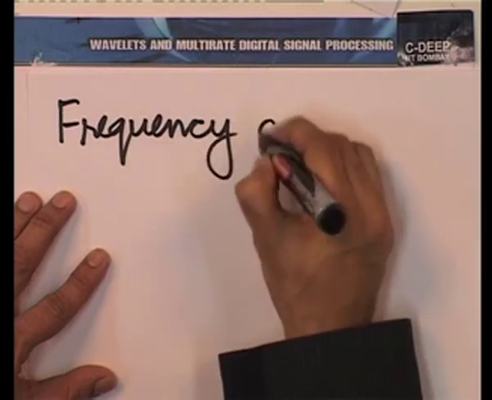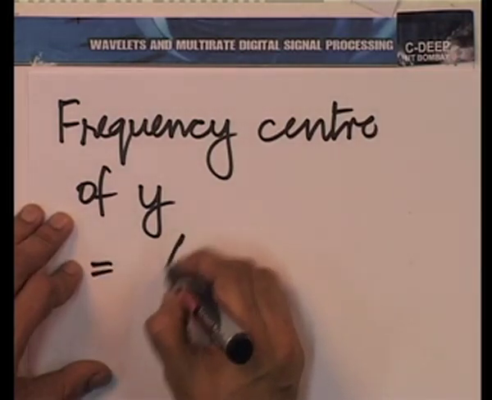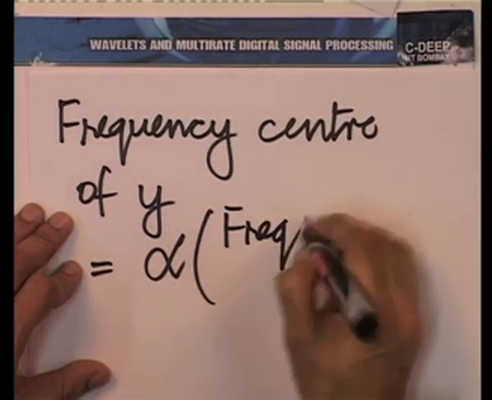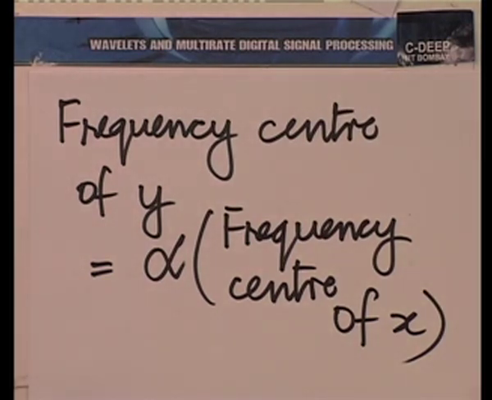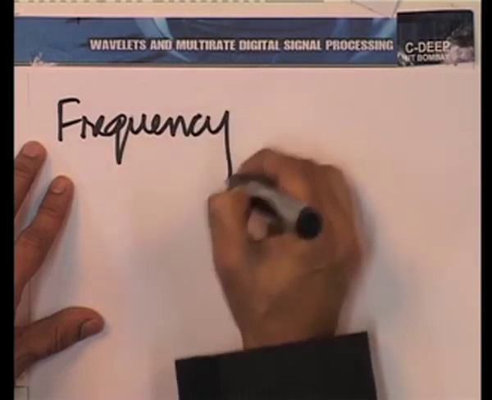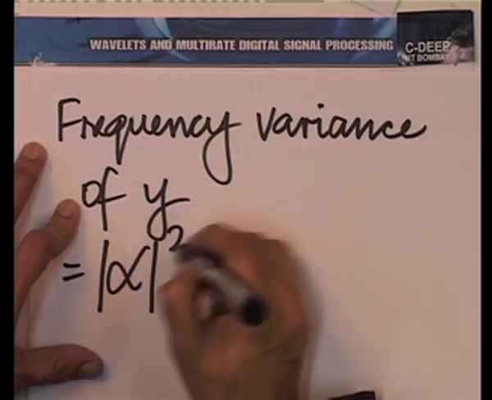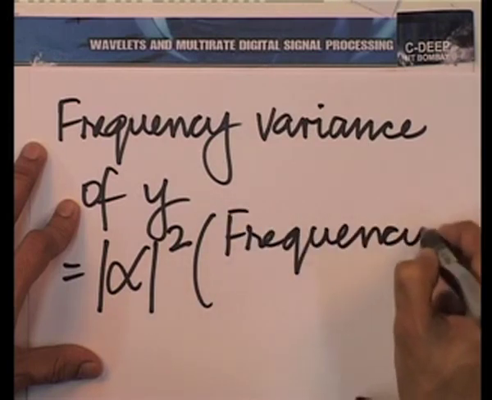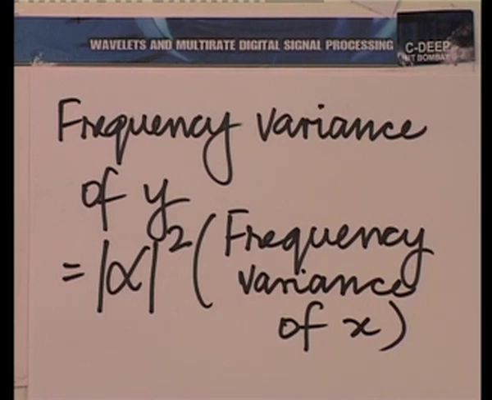So, the conclusions are: the frequency center of y is equal to alpha times the frequency center of x. And as far as the frequency variance goes, the frequency variance of y is mod alpha times the frequency variance of x. I leave it to you as an exercise to prove these. It is easy to do by making the same kind of substitution of variable.